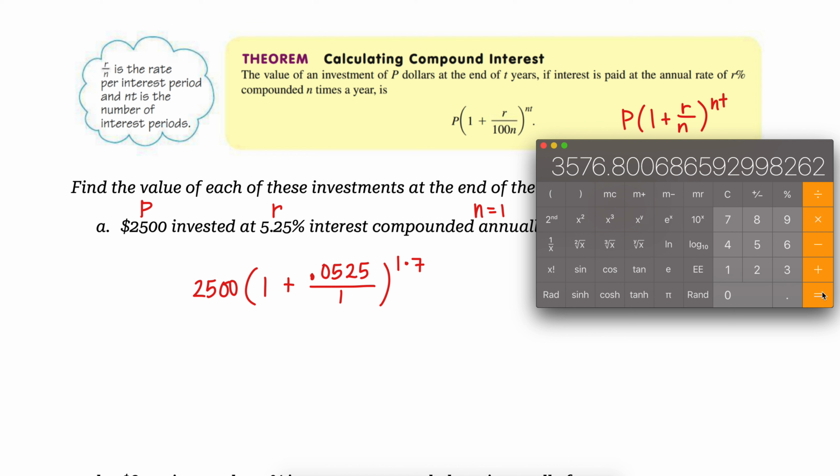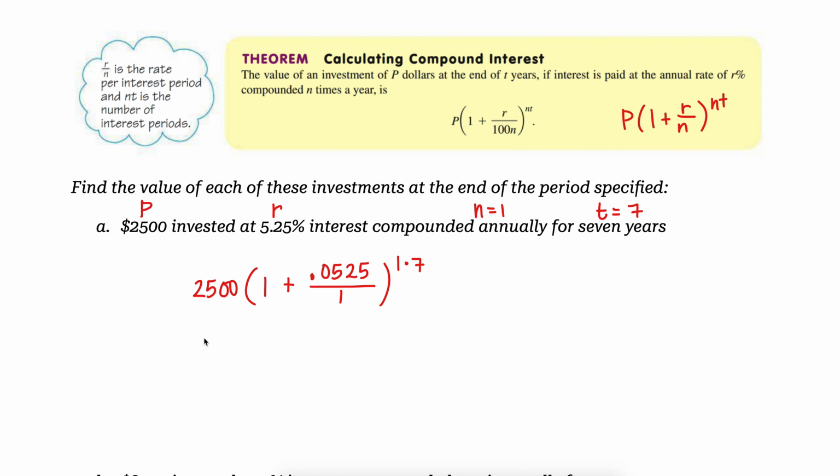If you leave this $2,500 in the investment, you don't touch it for the full 7 years, at the end of that 7 years, you will have $3,576.80. And the higher the interest rate, the more money you'll have at the end of the time. And the longer the time, the longer that money sits, the more money you're going to have at the end.